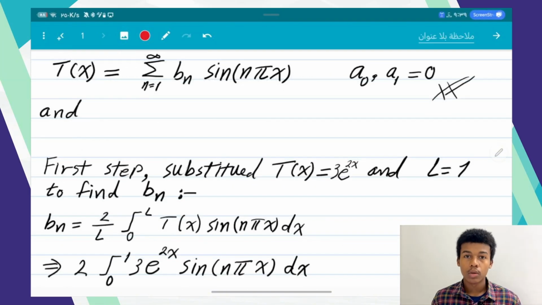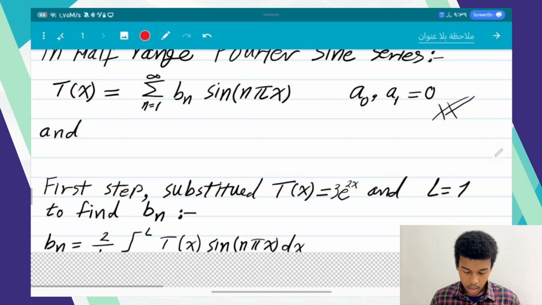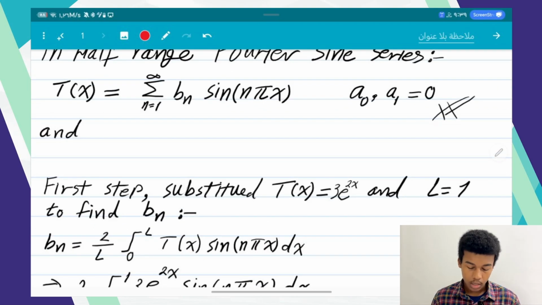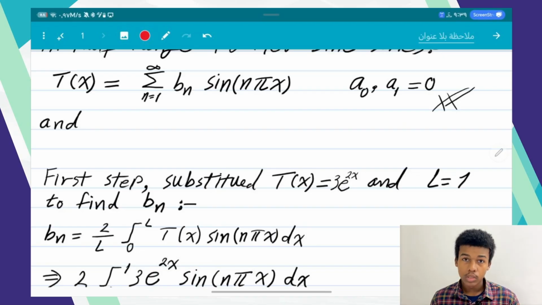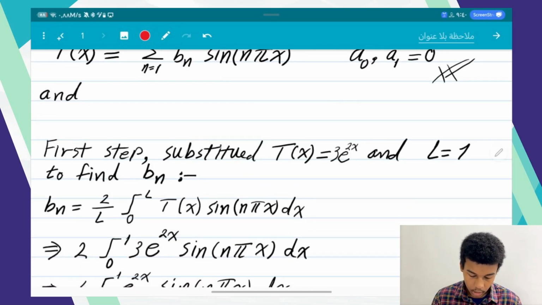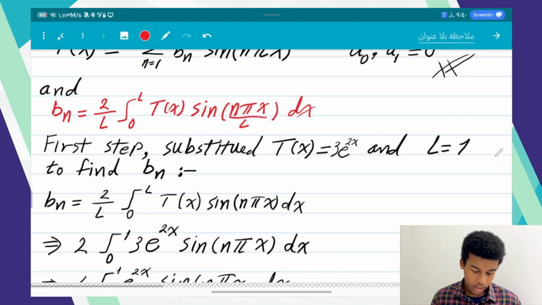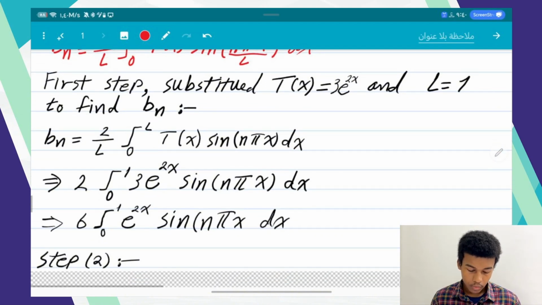So hello everybody. I will continue with you question 1, part D. In this question, we have to determine the half range Fourier sine series, and in this case, the time domain equals sigma from n equals 1 to infinity of bn multiplied by sine nπx. And also in this case, we don't have to find the value for a0 and an because they are equal to 0. And bn equal to, so in the first step, we have to substitute the values of T(x) and L equal 1 to find bn.